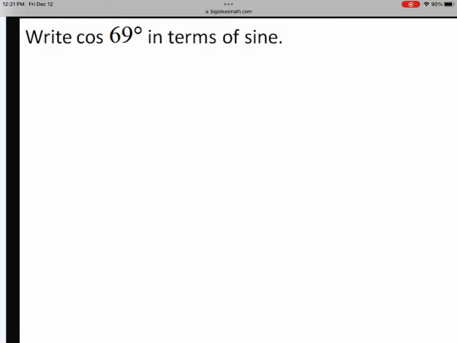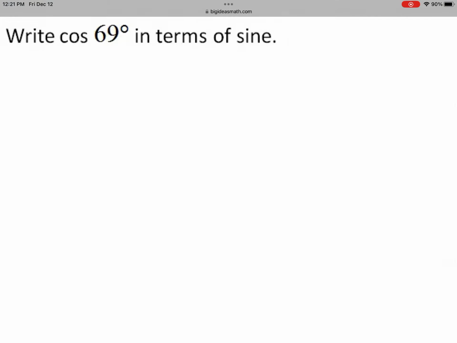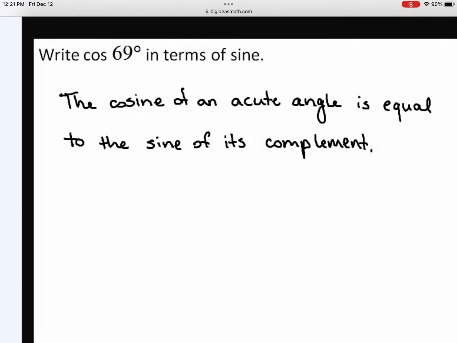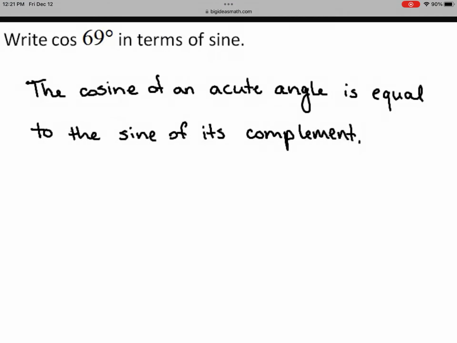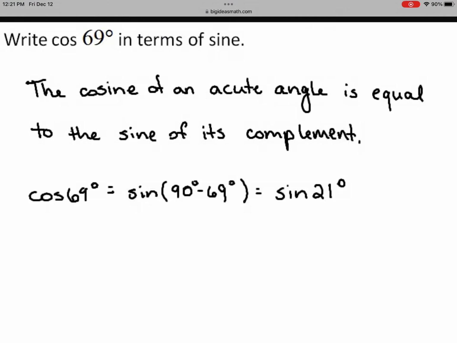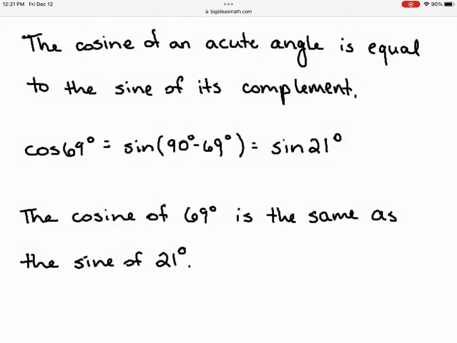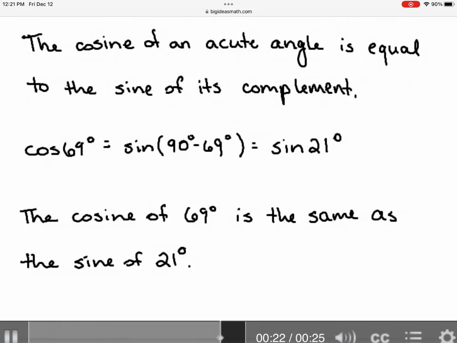Write the cosine of 69 degrees in terms of sine. The cosine of an acute angle is equal to the sine of its complement. So the cosine of 69 degrees is equal to the sine of the quantity 90 degrees minus 69 degrees, which equals the sine of 21 degrees. So the cosine of 69 degrees is the same as the sine of 21 degrees.